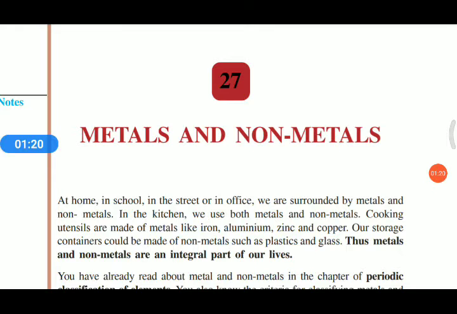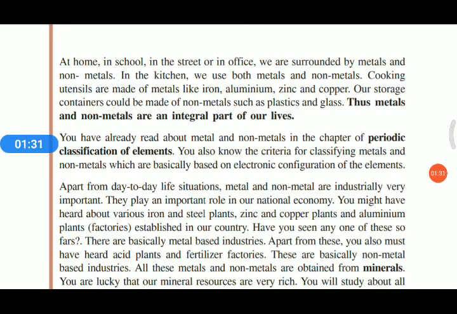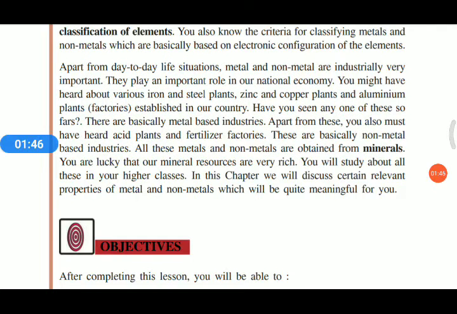So metals and non-metals are an integral part of our life. We can't imagine a life without metals and non-metals. In our previous chapter, periodic classification of elements, we discussed metals and non-metals and how they are classified in our periodic table. Apart from our day-to-day situations, metals and non-metals also play a very important role industrially.